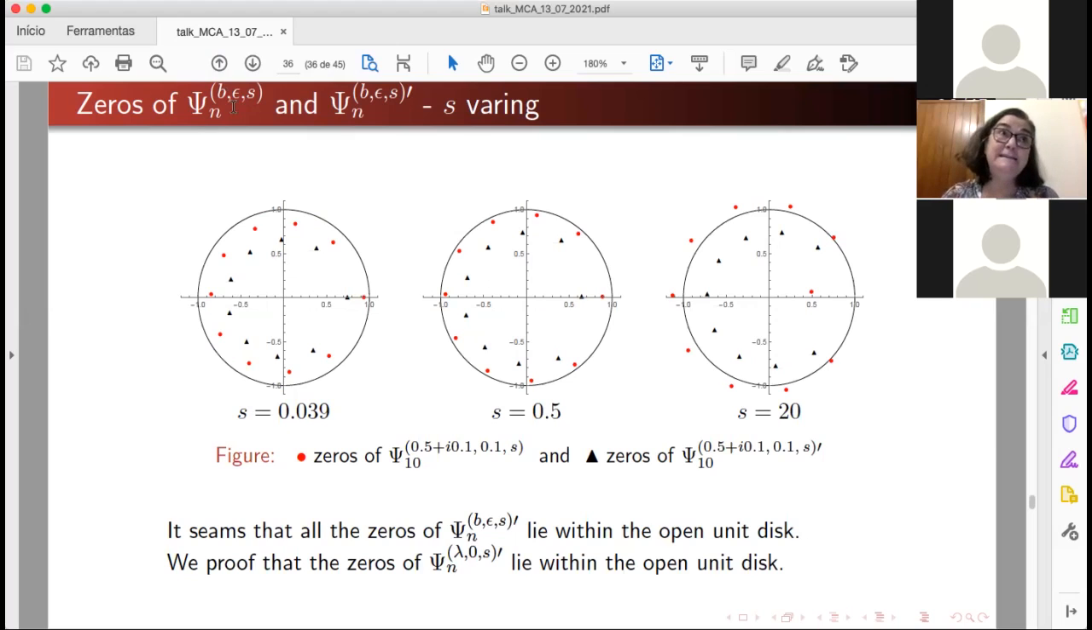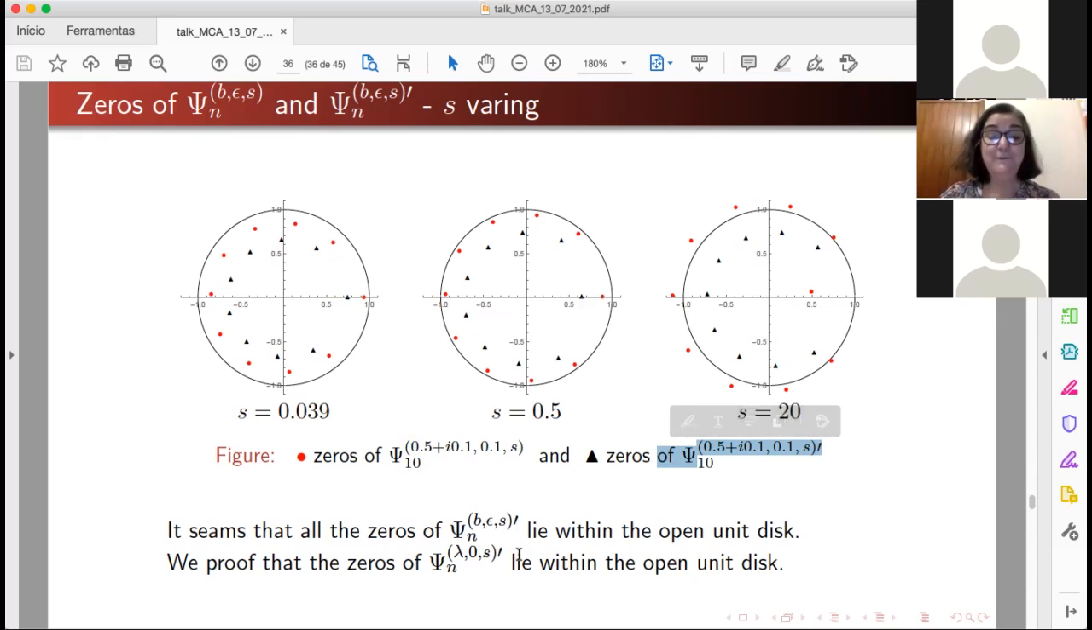So we realize that there is no rule, because we can see some zeros outside and some zeros inside. Here the red dots are the zeros of the polynomial, and the black triangles are the zeros of the derivative of the Sobolev orthogonal polynomial.